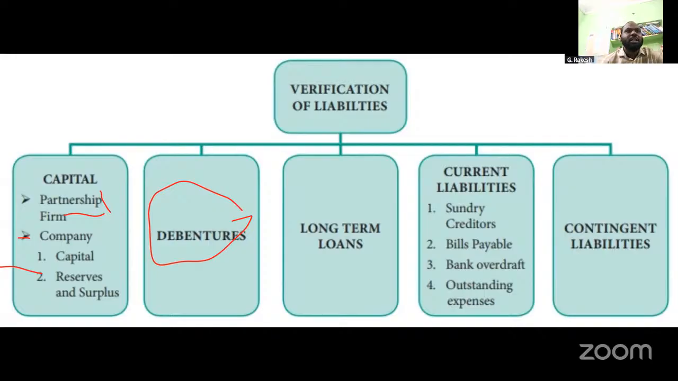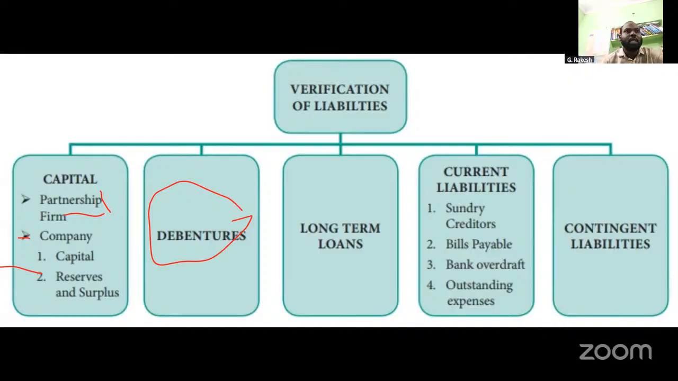Debentures means it is a document issued by a company to raise finance. In the same case of the capital, the debenture is also the same kind of document issued by the company to raise funds, nothing but finance. It is an acknowledgement of debt, which is given under the common seal of the company.